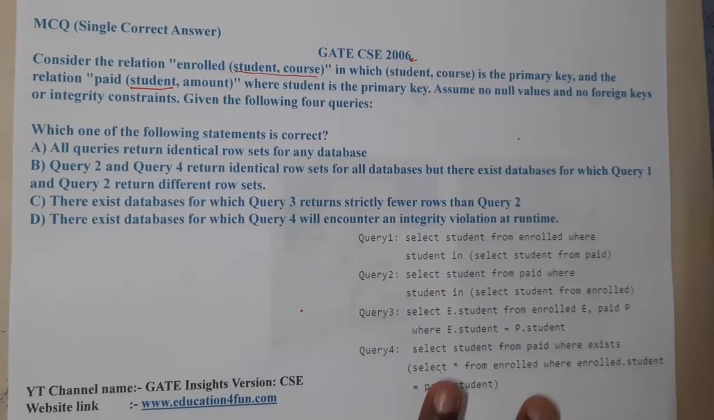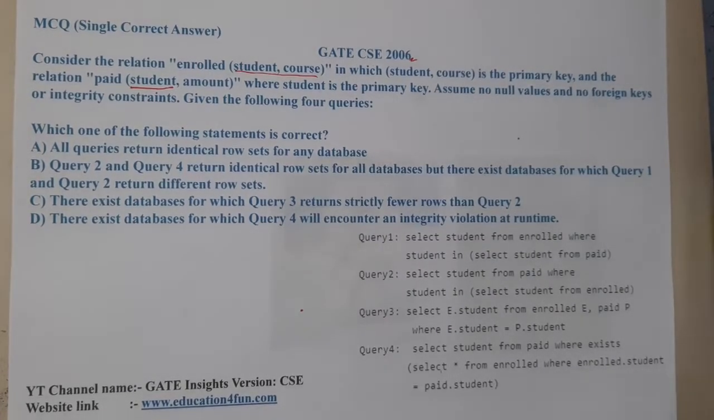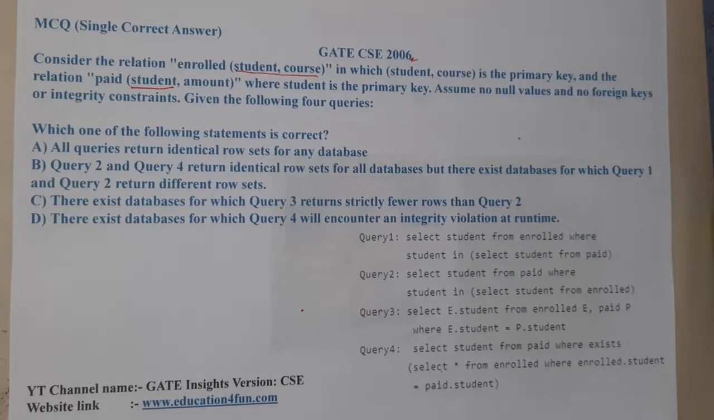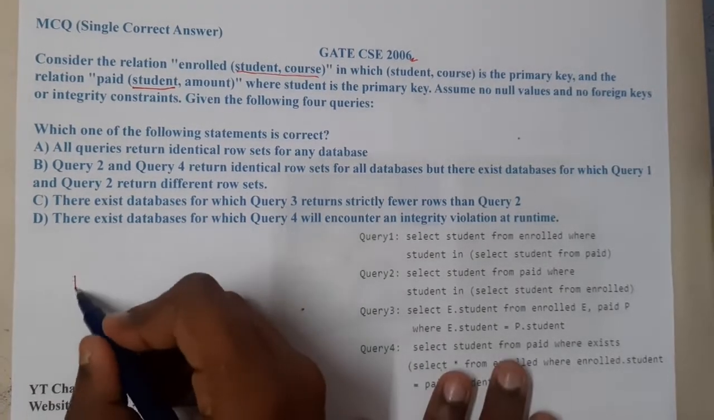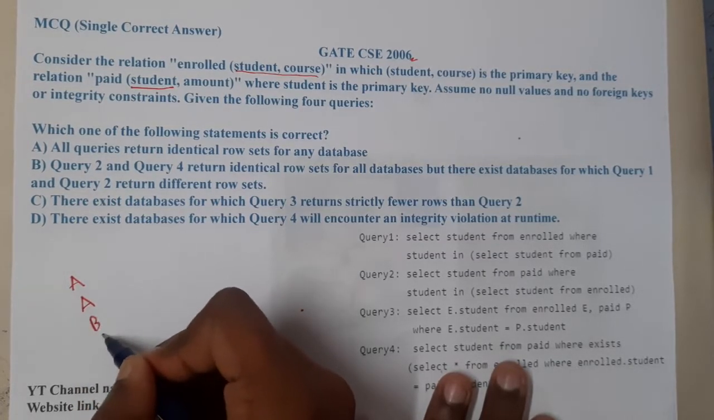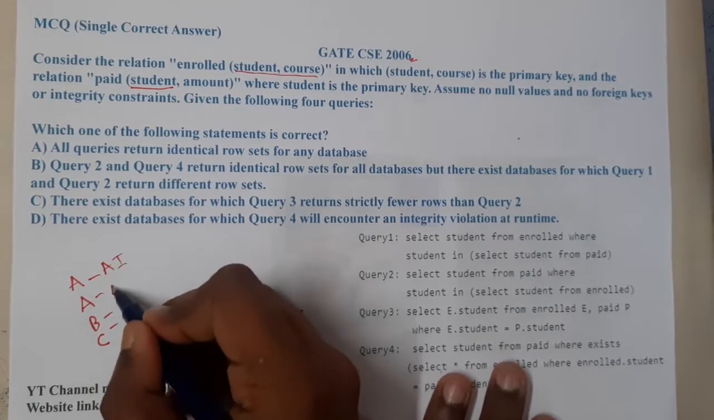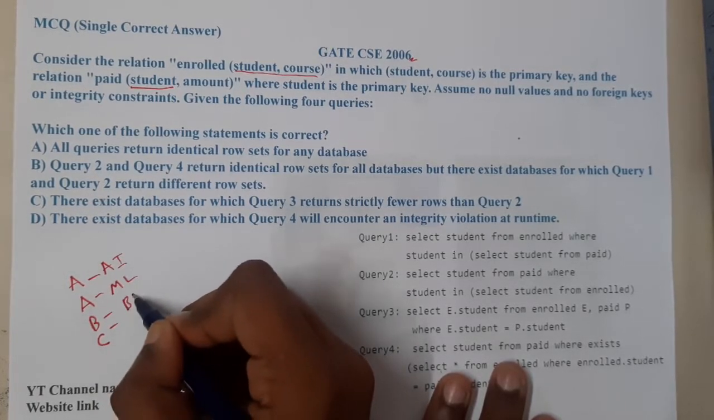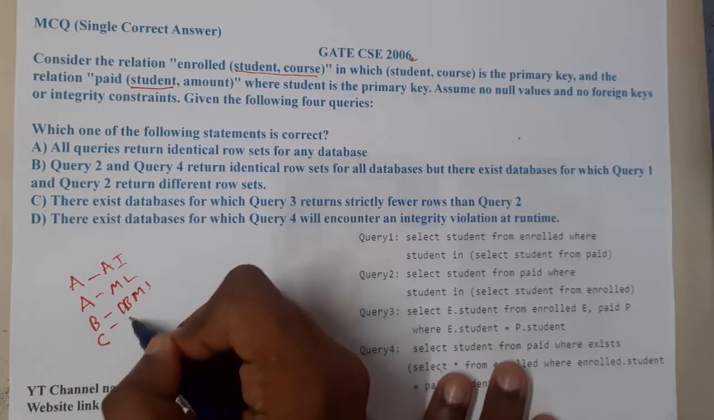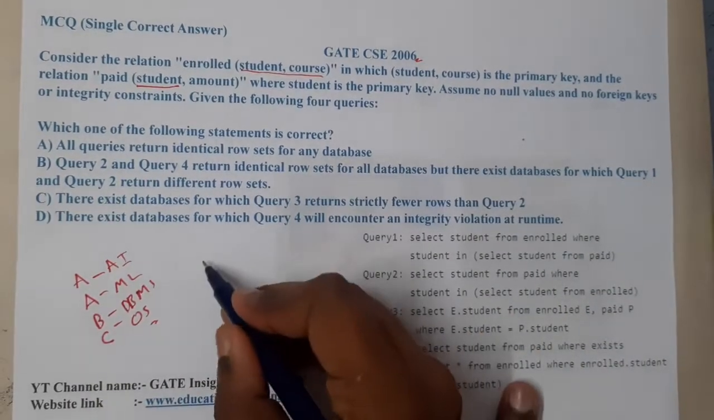Assume that no null values and no foreign key or integrity constraint is available, given the following queries. Which one of the following is correct? The thing I am 100% sure of is that a single student can take multiple courses, right? Let us take a small example, guys: AI, ML, DBMS, operating system. In this way they have taken the courses and paid the amount also.